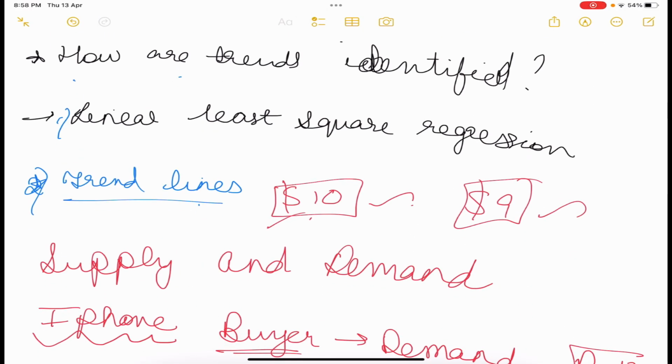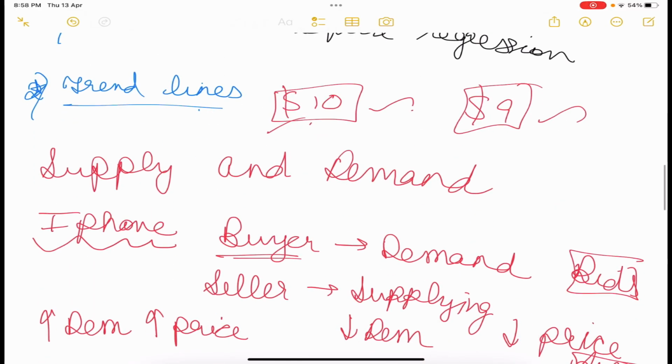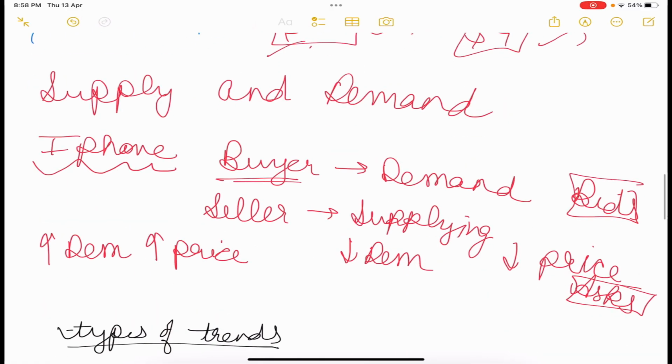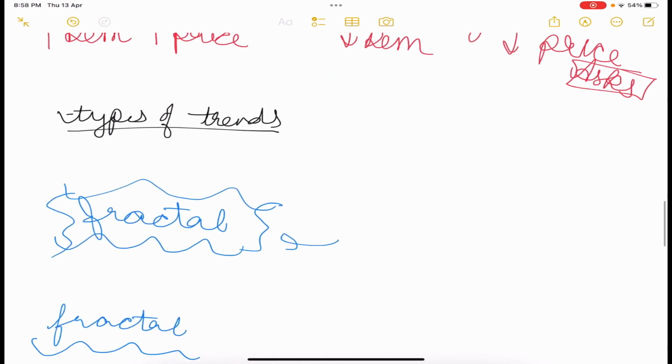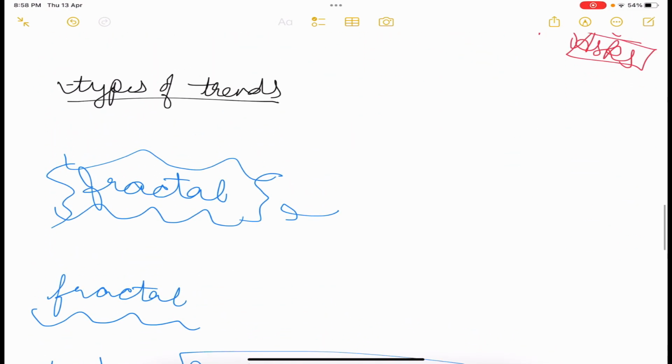So how can we identify our trends? We saw that the linear least square regression method is a statistical method which can be used to identify our trends. We can also use trend lines to identify our trends, and we know what trend lines are: a particular point where the price repeatedly touches and reverses. And we know the supply and demand is something which is very much applicable in the market. And then we saw types of trends. We have primary trend, long term trend, short term trend. These are the types of the trends which we have, right? And let us again go into the detail of the types of trend for a second.